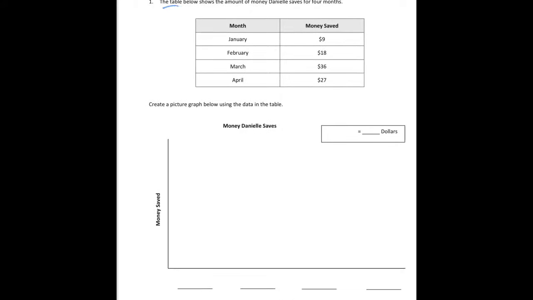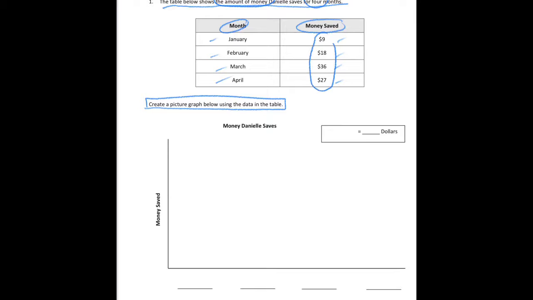Hi there graders, we are on the last lesson from Module 6 and we are going to analyze data to problem solve. The table below shows the amount of money Danielle saves for 4 months. So we have 4 months and the money saved is in the chart. Make sure we create a picture graph below using the data in the table.